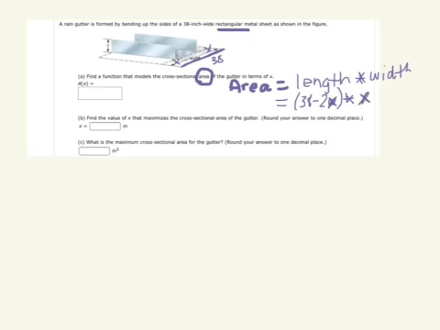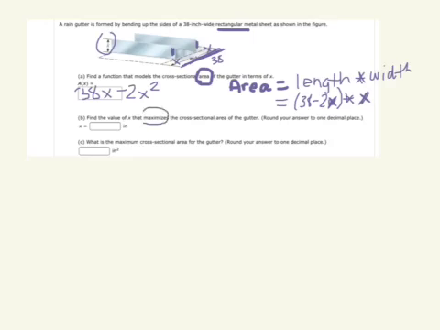So once again, the whole sheet was 38, but you took and folded up both sides. You folded it up here, so you subtracted that part off. You folded that up here, you subtracted that part off. So 38 minus 2x times our width of x. So you could multiply it out, or you can write it just like this. So if we multiply it out, you have 38x minus 2x squared.